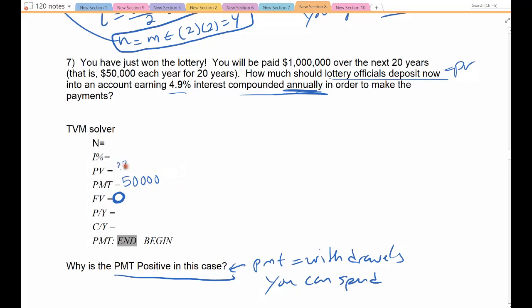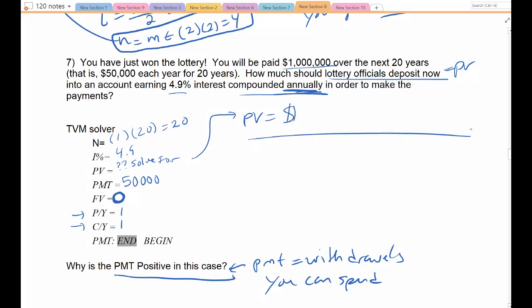Your present value, well, that's what we have to figure out. That's what we're going to solve for. How much money do the lottery officials deposit? It should be significantly less than $1 million. You're going to get $1 million, but you get it a little bit at a time, so some of it comes from interest. I is 4.9, and M is still our compounding period times time. Compounding period is 1, time is 20. All right, 20 pay periods. You're going to get your money 20 times, $50,000, and it's invested once. So these are 1s: yearly payouts, compounded annually, which means yearly. So those both should be 1s. And then you solve for that present value. It's still a pretty big number, but it's significantly less than $1 million.